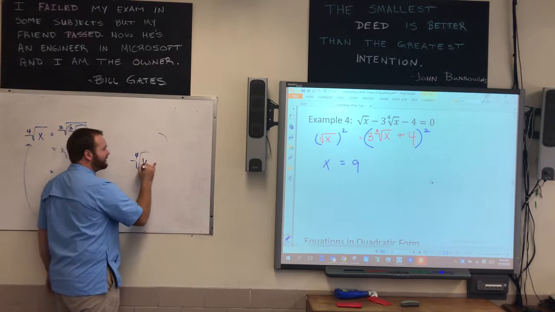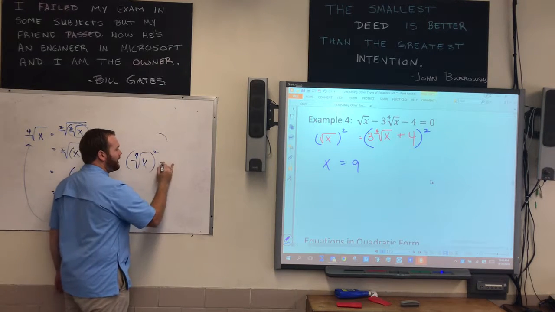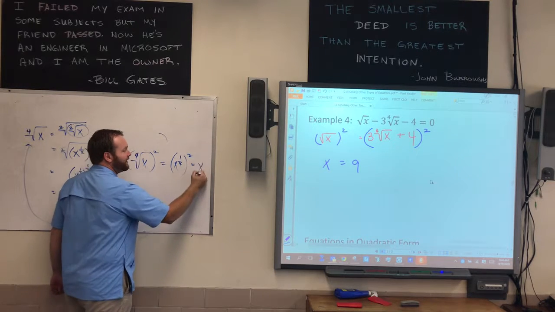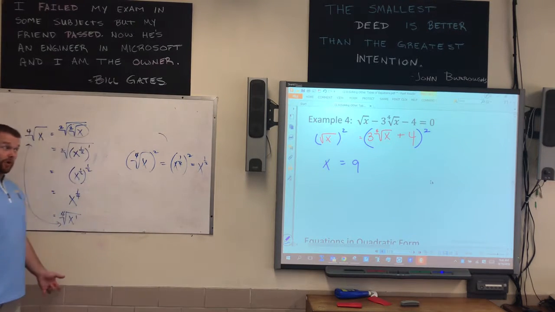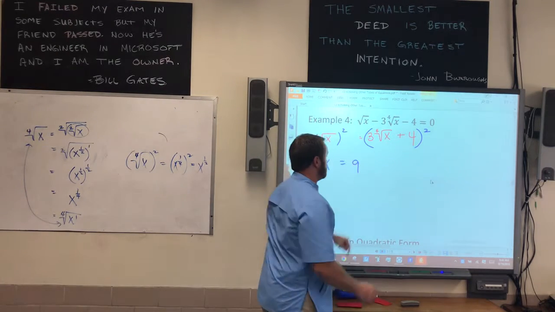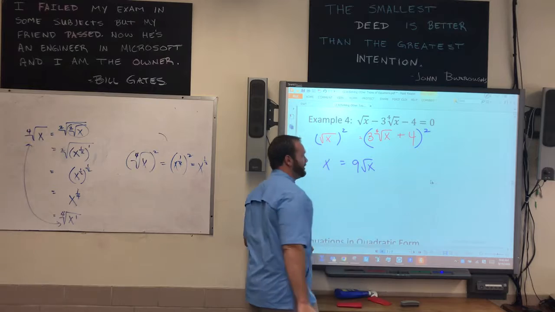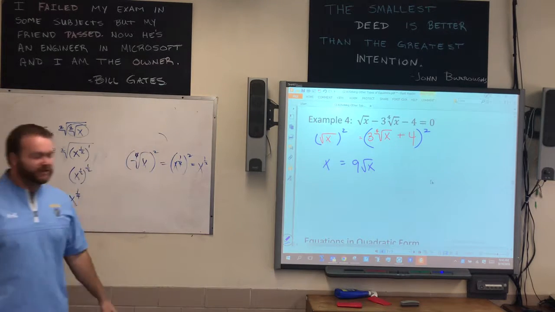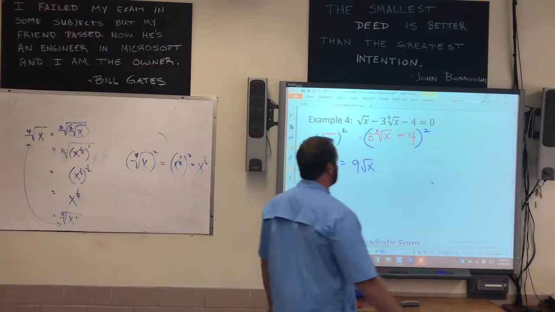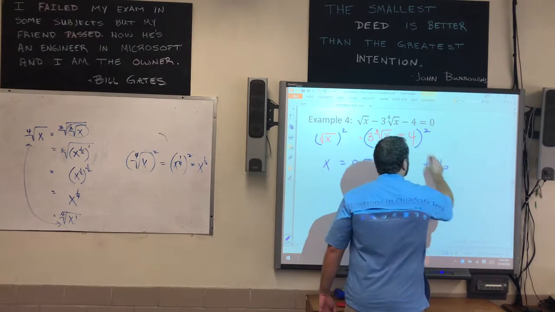The 4th root of x squared, well that is the same thing as x to the 1/4 squared. Doesn't that give me x to the 1/2? Which is the square root of x, right? So when I square this thing here, I get 9 times the square root of x. That would be the F of my foiling process, okay? Last times last will give me 16. So 4 squared gives me 16.